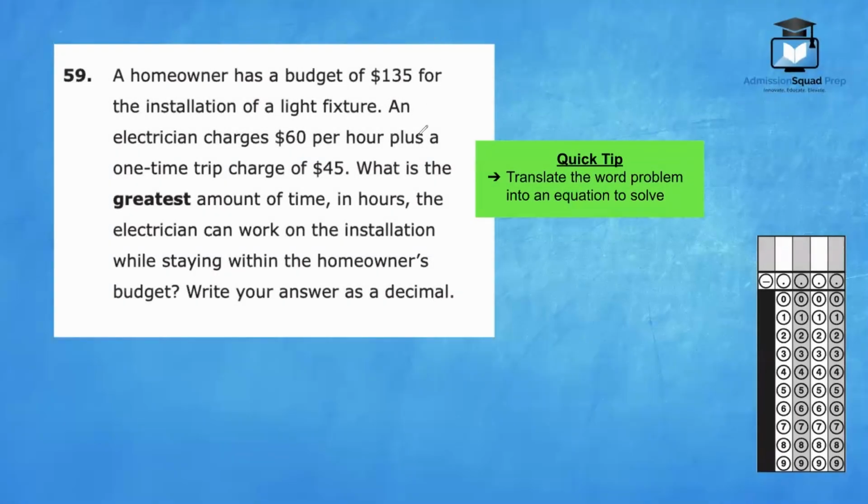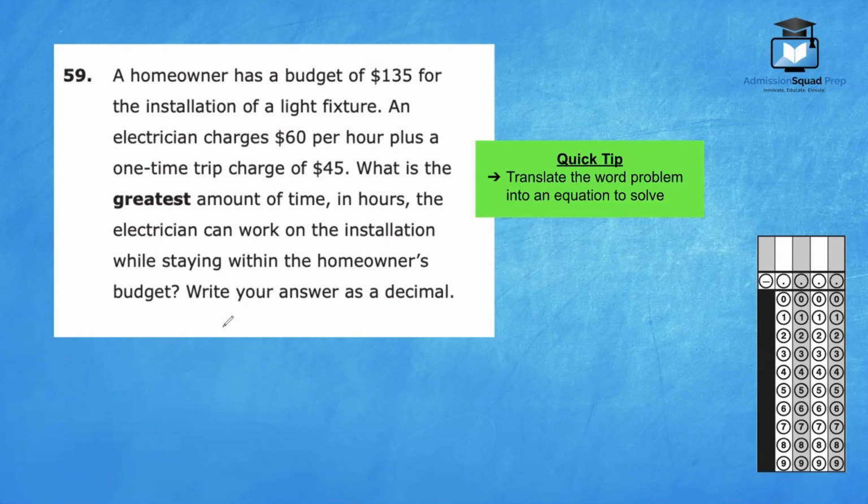Number 59. A homeowner has a budget of $135 for the installation of a light fixture. An electrician charges $60 per hour plus a one-time trip charge of $45. What is the greatest amount of time in hours the electrician can work on the installation while staying within the homeowner's budget? Write your answer as a decimal.